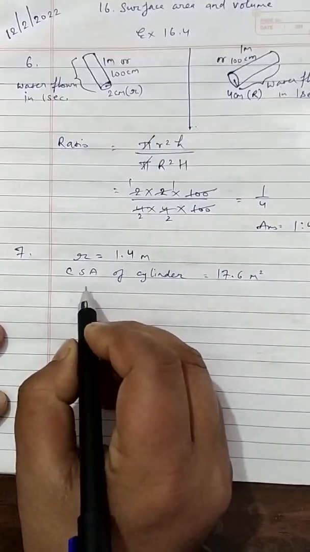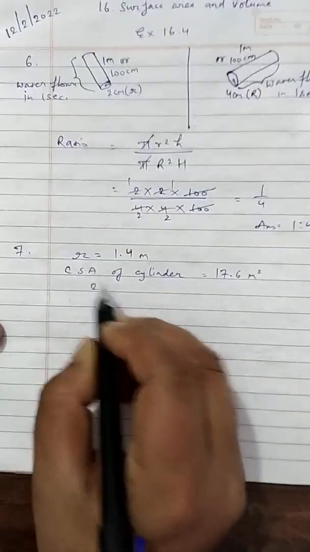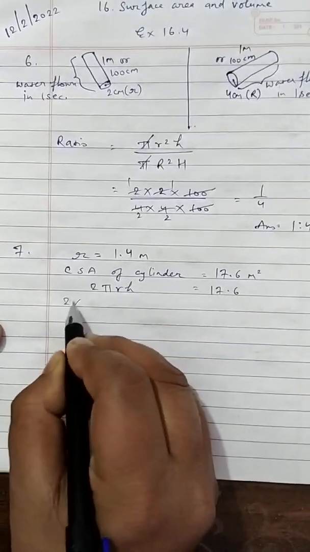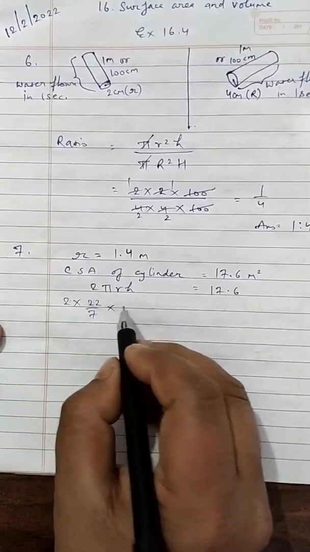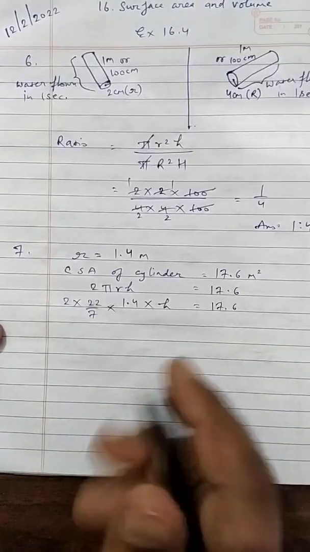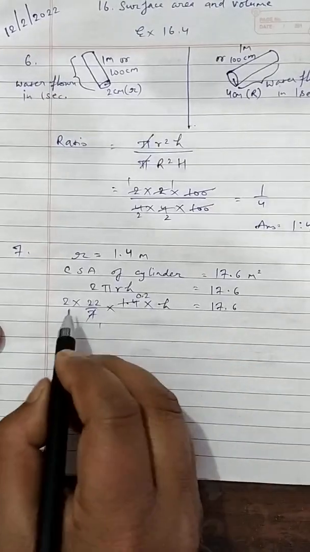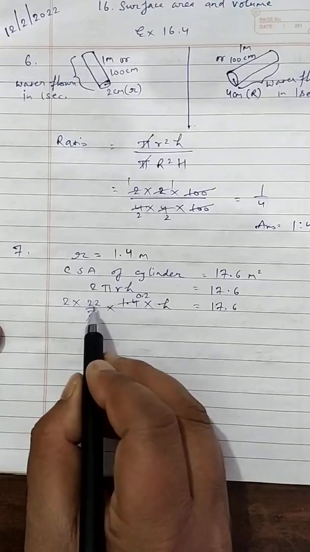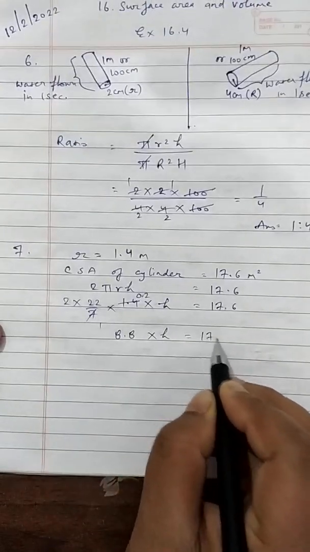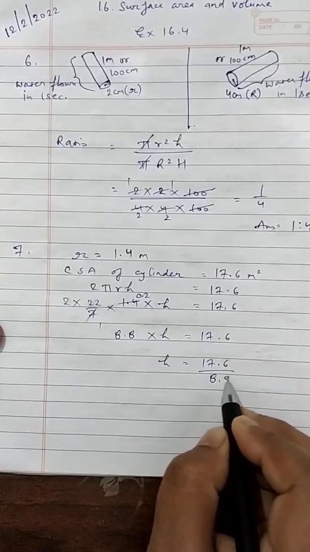Okay, so first we will find the value of h. The formula for CSA is 2 pi r h. 2, this is pi, r is 1.4 and h is not known to us now. 7 ones are 7, 7 twos are 14. So 2 into 22 is 44 and 44 times 2 is 88. It is 8.8 into h is equal to 17.6. h is equal to 17.6 upon 8.8.